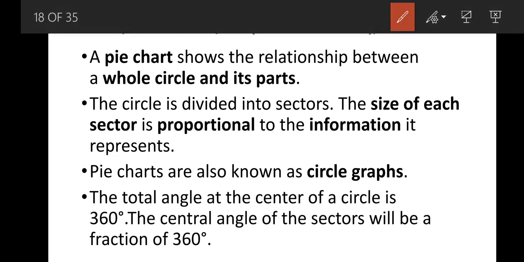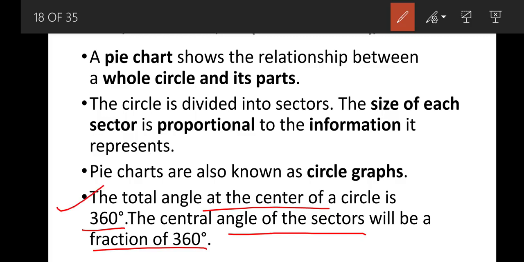What is the total angle at the center of the circle? That is 360 degrees. And the central angle of the sectors will be a fraction of 360 degrees. Accordingly, we need to find the central angle for different sectors, or whatever information is given to us, and that will be a fraction of 360 degrees, because we know the total angle at the center of the circle is 360 degrees. So these are the important points.